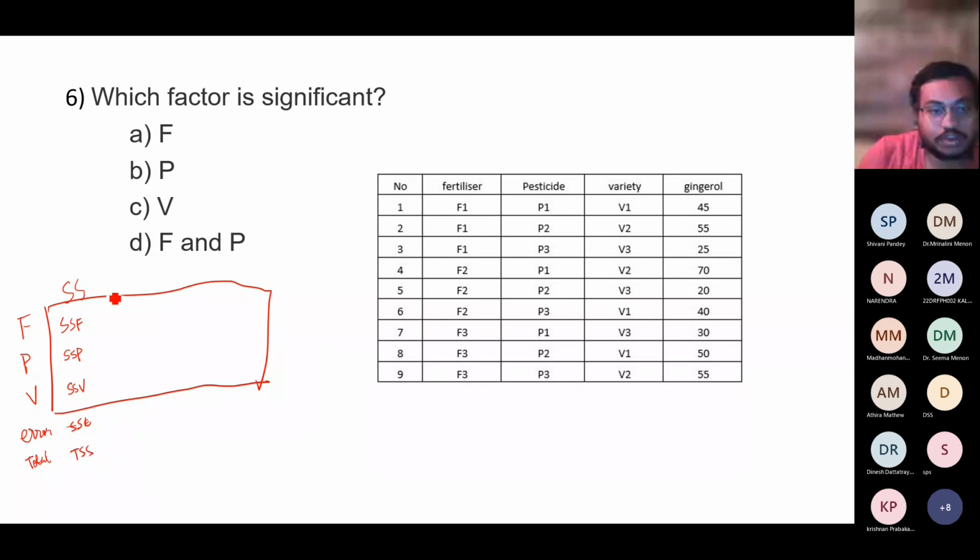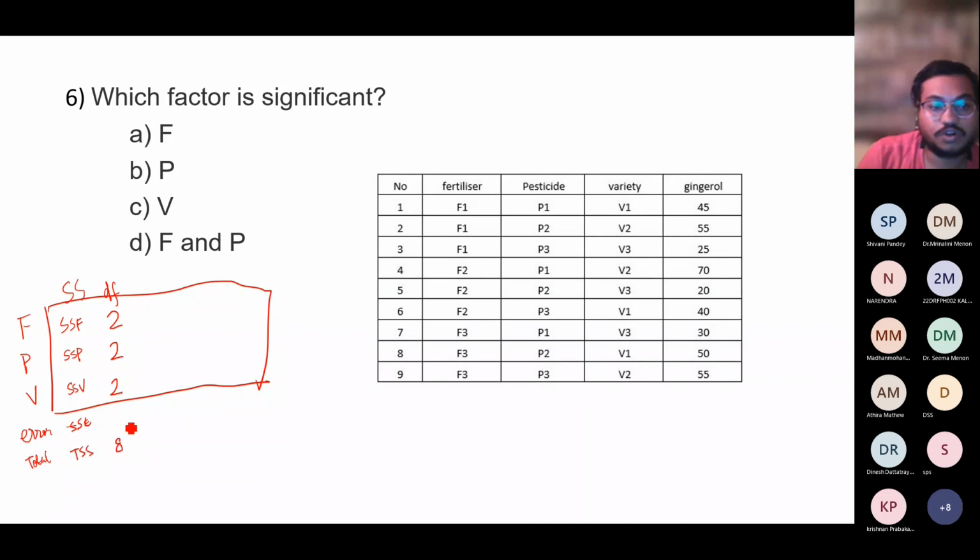Then for each of these values, we'll have a degree of freedom. For fertilizers, since we have 3 fertilizers, the degree of freedom will be 3 minus 1, 2. For pesticides, since we have 3 pesticides, we'll have 3 minus 1, 2 again. And for varieties also, since we have 3 varieties, we'll have 3 minus 1, 2 degrees of freedom. For the total, we take the total number of data points and subtract 1. The total number of data points here is 9, so the degree of freedom for the total will be 9 minus 1, which is 8.